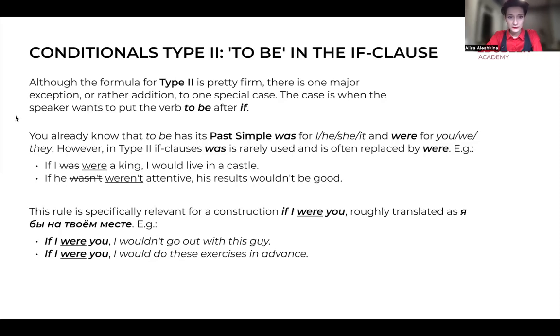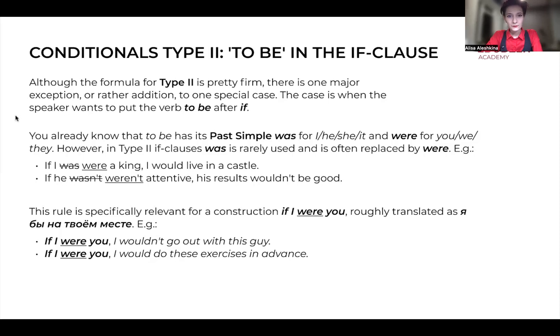But in type 2, the if clauses require the form were instead of was. For example, if I were a king instead of if I was a king, and if he weren't attentive instead of if he wasn't attentive.